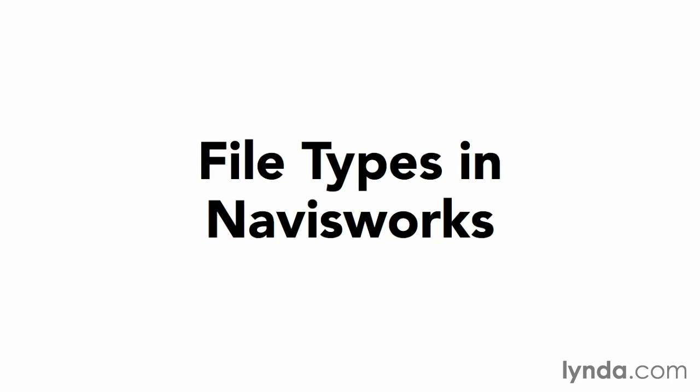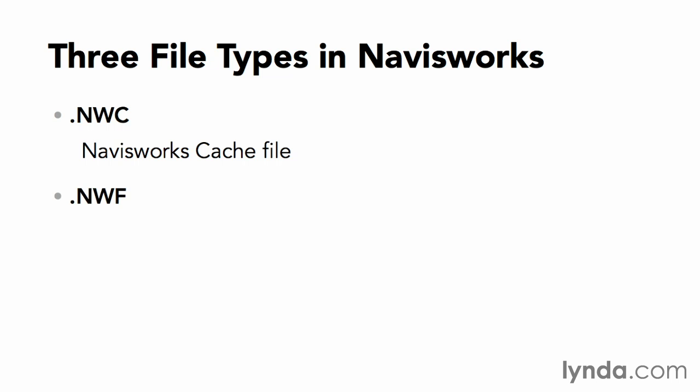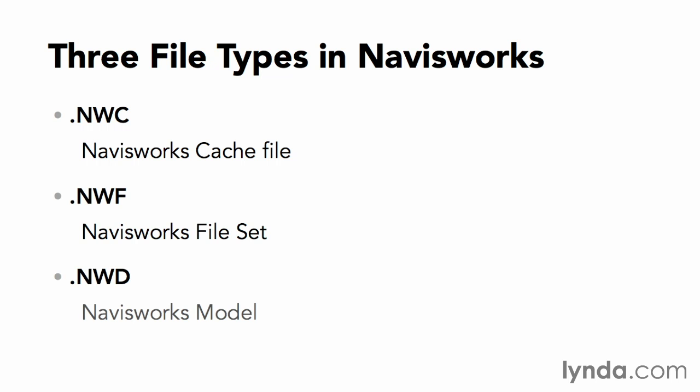Let's take a look at the file types in Navisworks. There are three different types of Navisworks files. The first is an NWC. This is called the Navisworks cache file. There's an NWF. That's called the Navisworks file set. And last but not least, there's an NWD. This is a native Navisworks model.